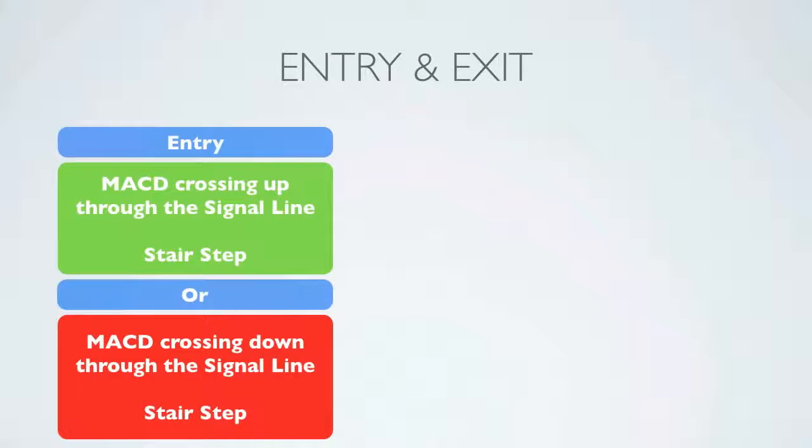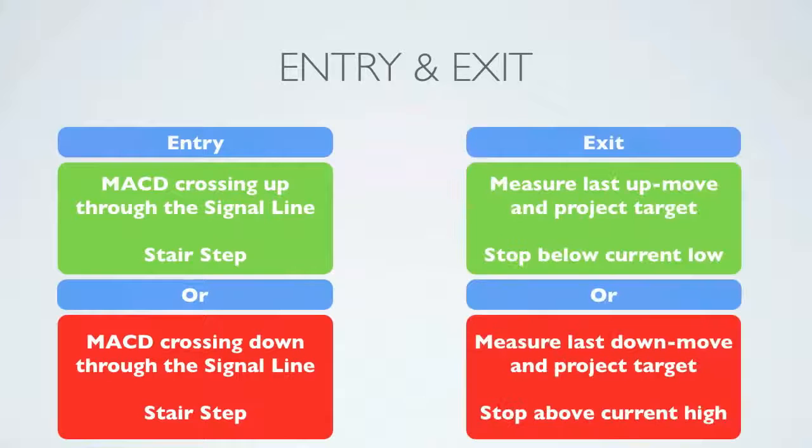Here's a list of what you need to look for entries. You need to look for the MACD crossing up through the signal line, and then you need the stair step pattern. For a short signal, MACD crossing down through the signal line, but also stair step. The exit for the long would be you measure the last up move and project the target. I will of course show this on charts so you know what I mean. Then your stop is below the current low. For the short signal, you measure the last down move and then you project your target. And your stop is above the current high.